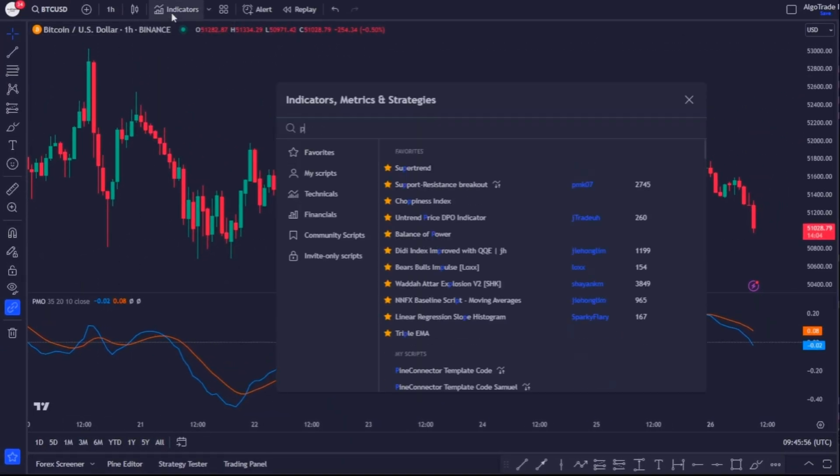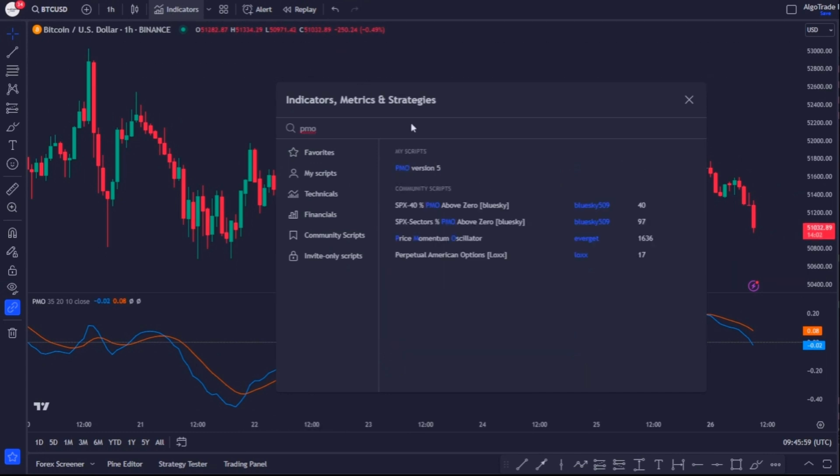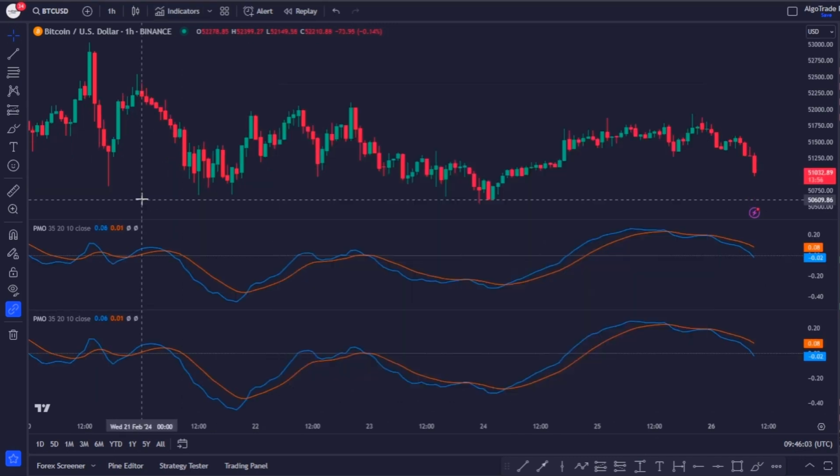Simply click on the Indicators tab, search for Price Momentum Oscillator, and you can use this one provided by this trader. You will just need to have a free account to use it.